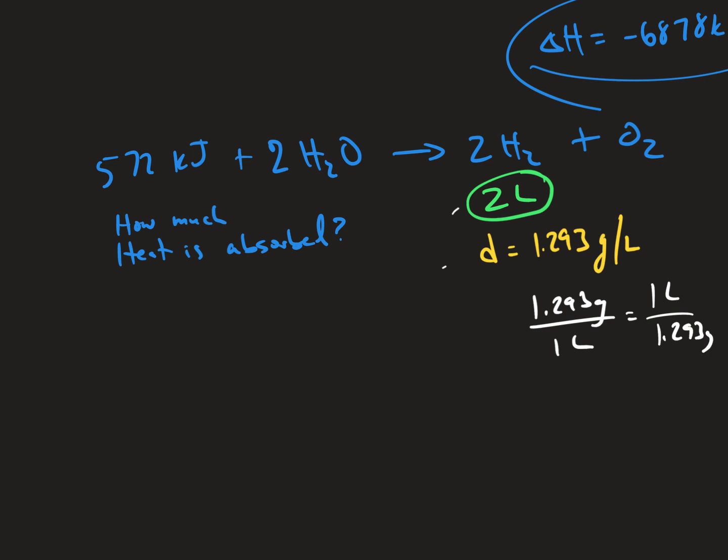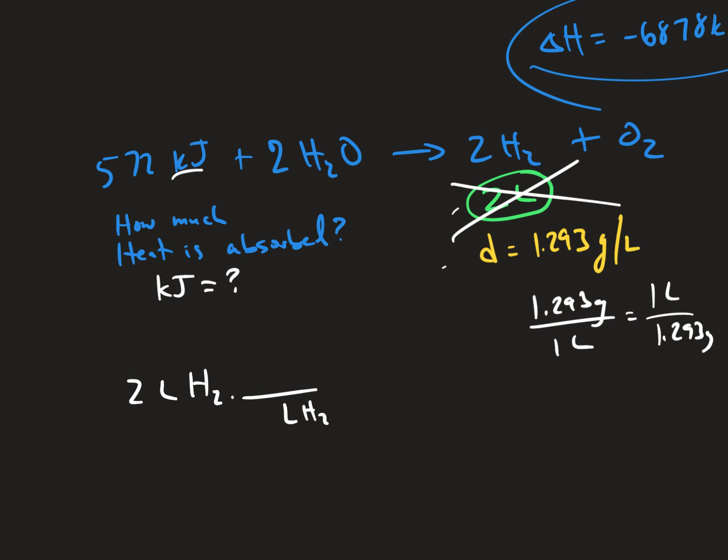But anyway, I'm going to start with 2 liters. 2 liters of H2. And I want to convert this to kilojoules of heat. Okay, I use this one. I'm not going to use that one anymore. Do I want liters in my answer? No, so where does it go? On the bottom. Liters of H2.